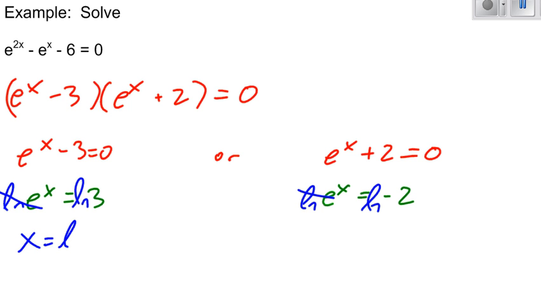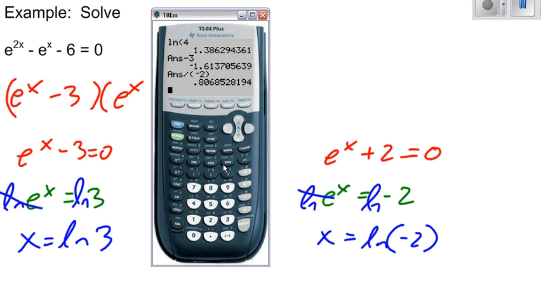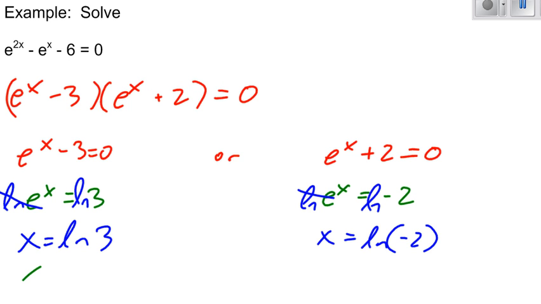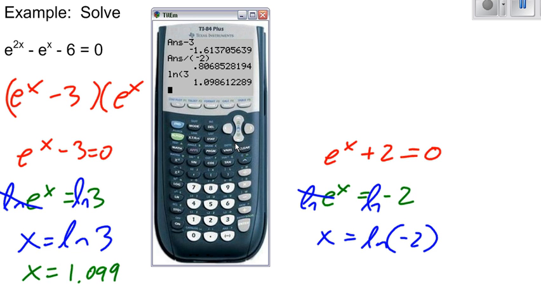So we have x equals natural log of 3 and x equals natural log of negative 2. You could get your decimal approximation, natural log of 3. So x equals 1.099. And on the other side, natural log of negative 2.